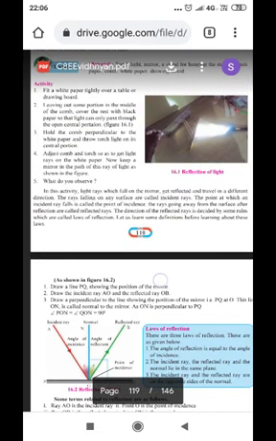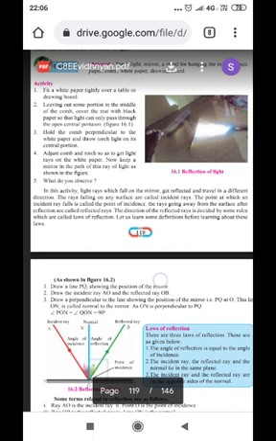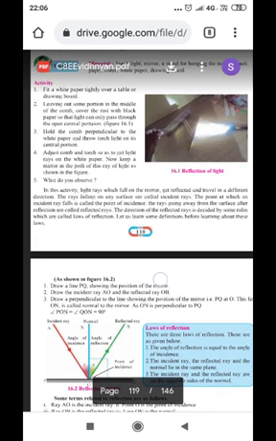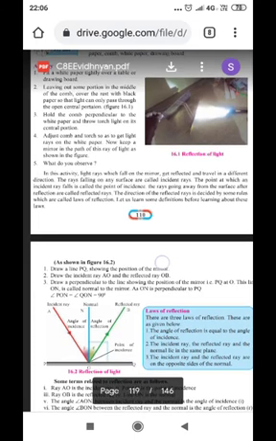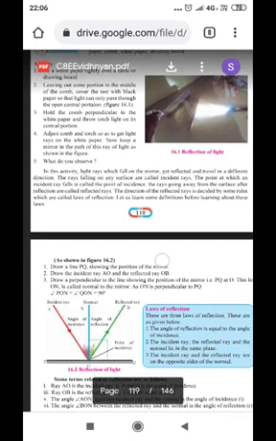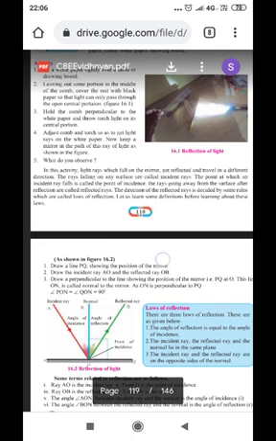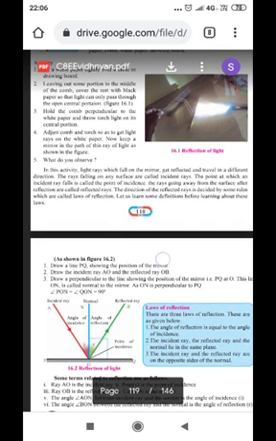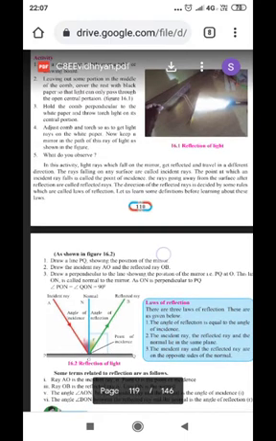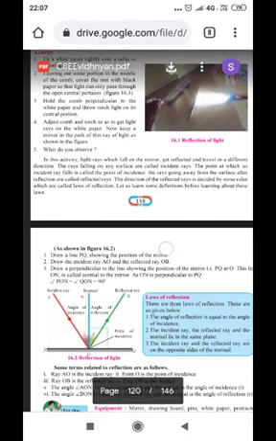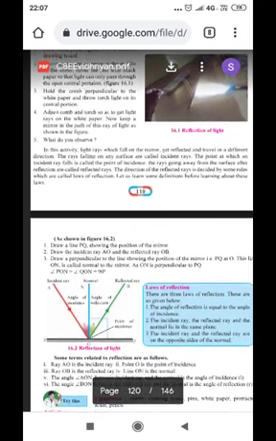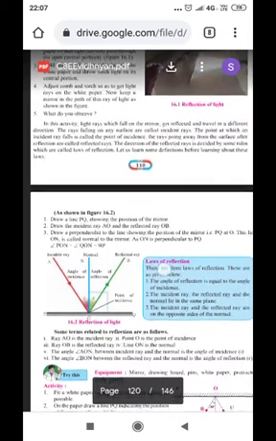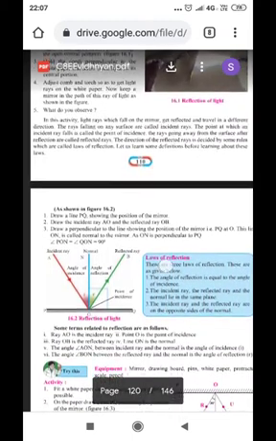Fit a white paper tightly over a table or drawing board. Leave the same portion in the middle of the comb. Cover the rest with black paper so that light can only pass through the central portion. This is similar to diagram 16.1. Hold the comb perpendicular to the white paper and throw torchlight on its central portion. Adjust the comb and torch so as to get light rays on the white paper.